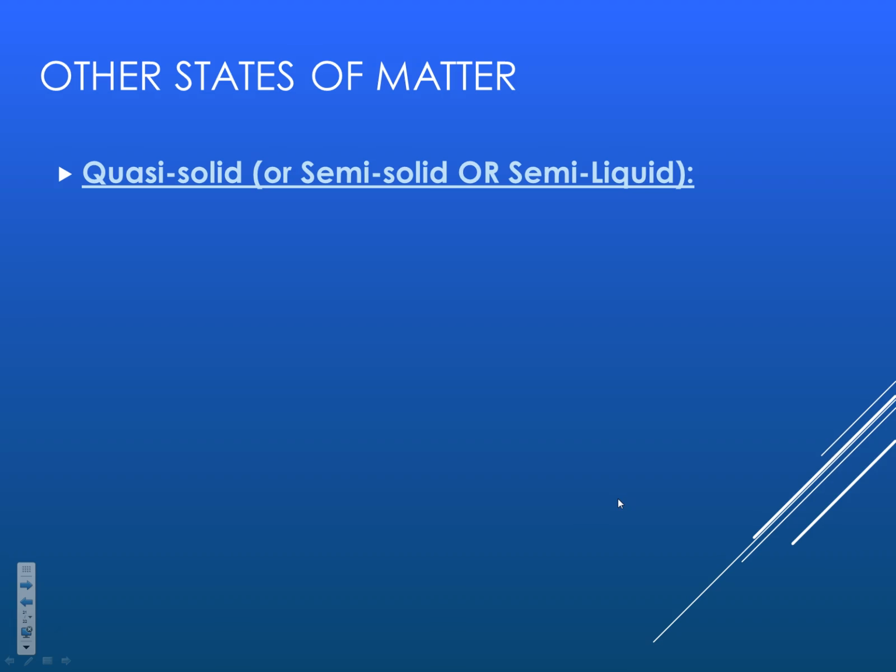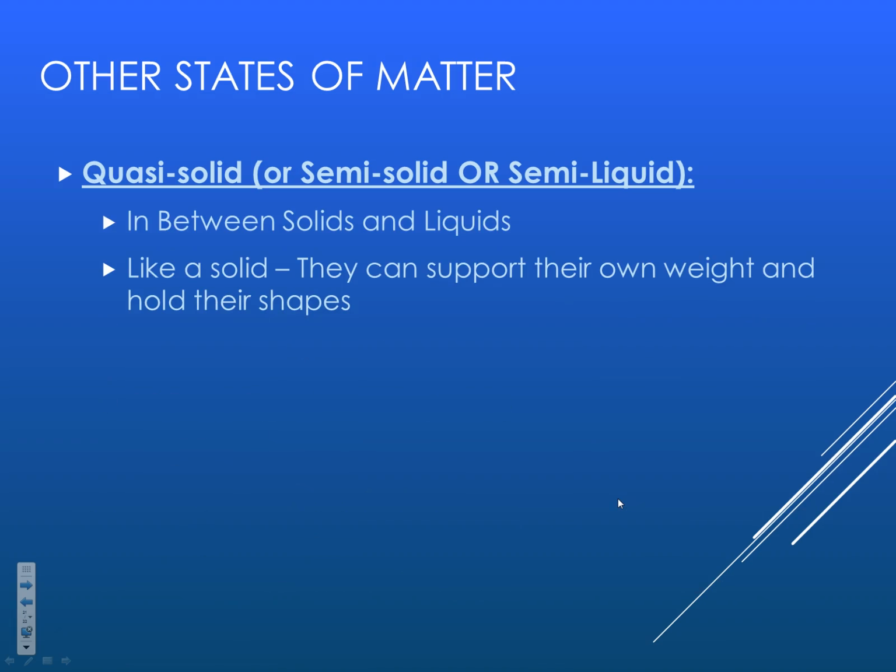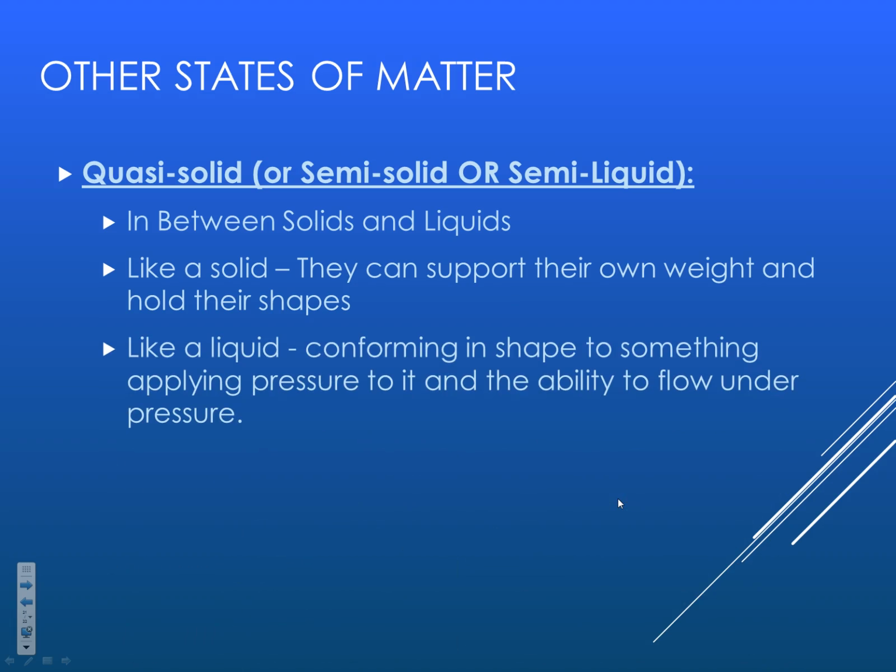The next thing I'll talk about is a quasi-solid or a semi-solid or semi-liquid. The idea here is that not everything fits into a nice little box. Sometimes things have properties of liquids and solids. A quasi-solid is something that can normally support its own weight. It holds its shape, but it also conforms to what it's in if you put it under pressure, and it can flow. The example I use is something like clay or Play-Doh.